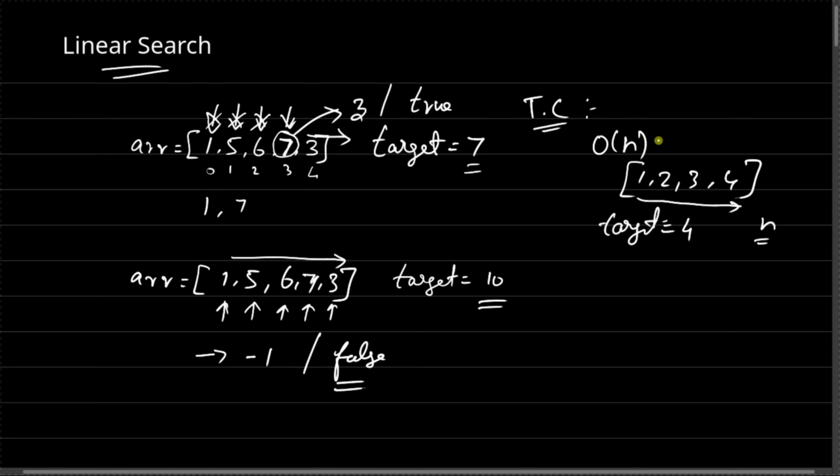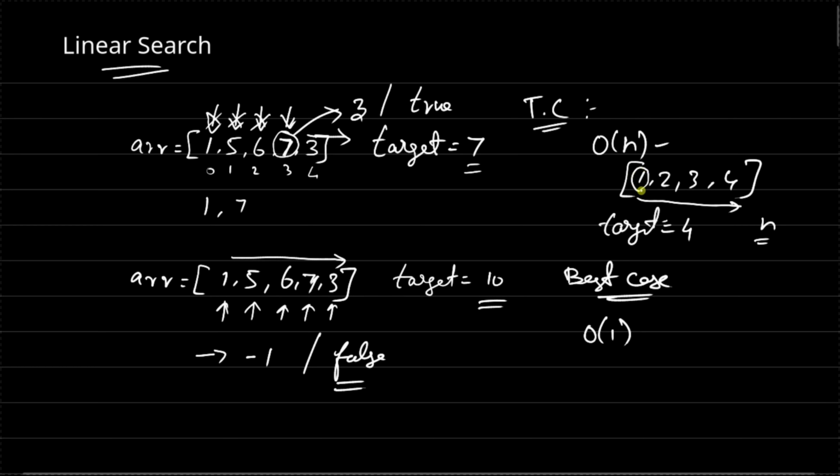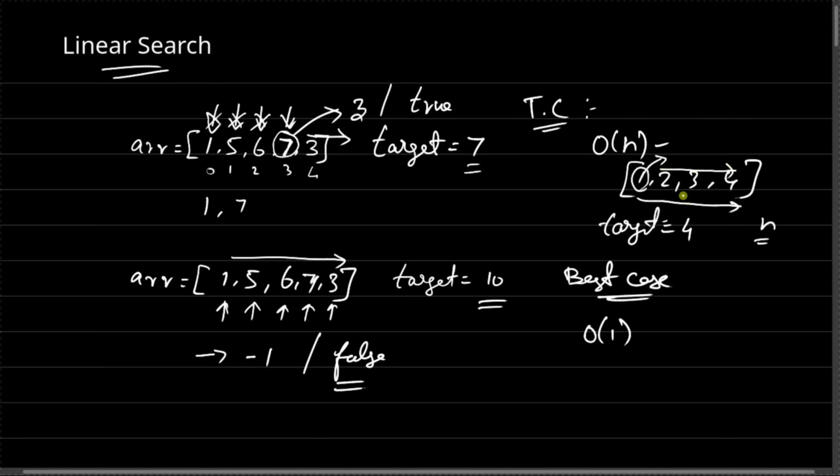Big O of n is the average and worst case scenario, but in the best case the time complexity is big O of 1. Suppose in this array the target element is 1, we can get the element in the first iteration. There is no need to traverse the remaining elements in the array. Then the space complexity is also big O of 1 because we didn't use any extra space in our code.